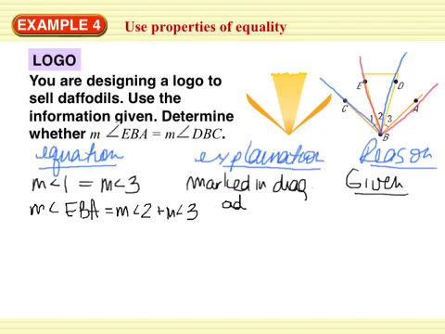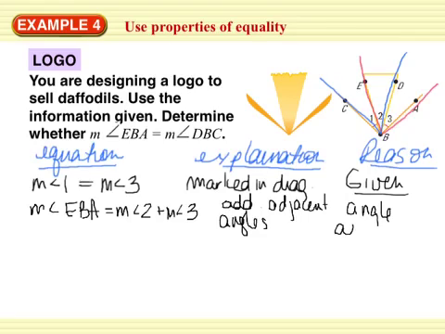Explanation is we're adding adjacent angles, and that is our angle addition postulate that we learned in the first chapter. Yes, we do need this information, which is what I told you guys last week. Angle addition postulate.